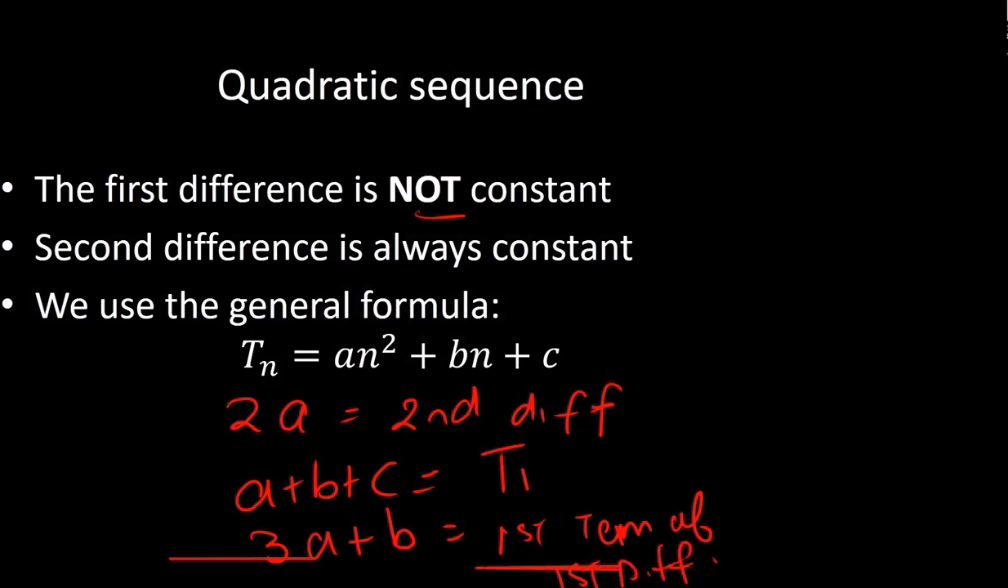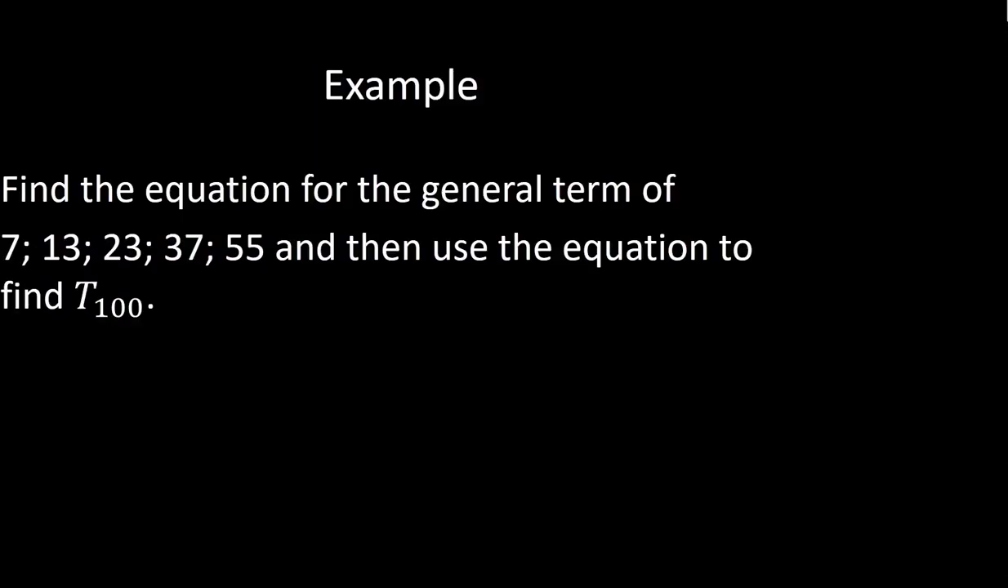Okay, we're going to quickly go over another question that's going to get you a little bit further, and then you're going to try and finish it off for yourself. So in this example, we are asked to find the equation for the general term, and you've got the numbers given to you in that sequence, and then we're going to use the equation to find term 100. So to start with, I'm just going to get you started, and you need to finish it off. So we set up 7, 13, 23, 37, and 55.